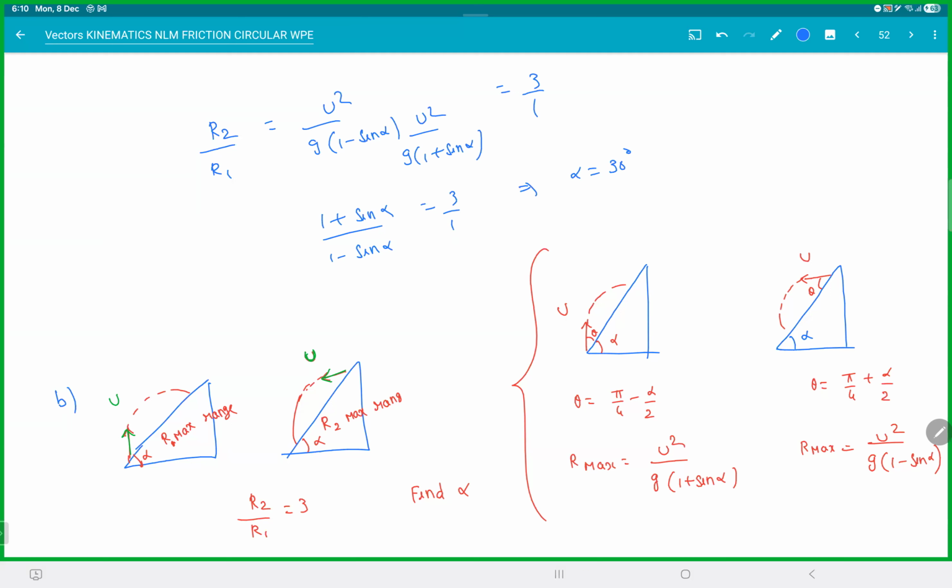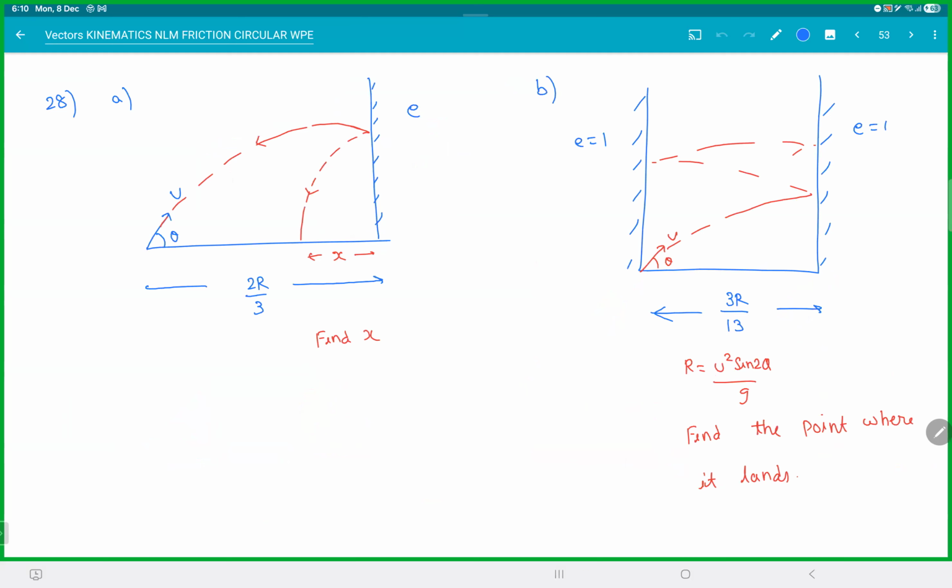Clear with this? This question is actually tough, but if you know the result, it becomes easy. If you don't know the result, then it is a lot of work. Everyone knows the formula for the maximum range on a horizontal surface, but this is a different thing. Clear with this? So remember that in case you forgot.